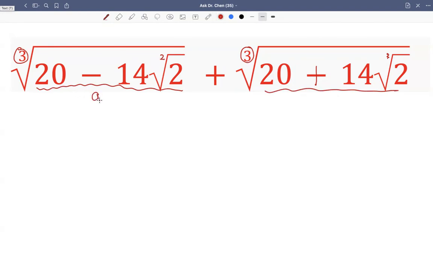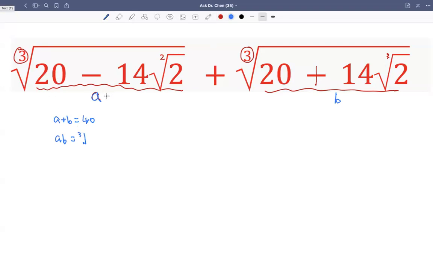If we call this radicand A, and call this radicand B, we see A plus B gives us 0, right? Because negative 14 radical 2 and positive 14 radical 2 add up to be 0. And if we multiply those two, we get a cubic root of 20, so difference of two squares, right?